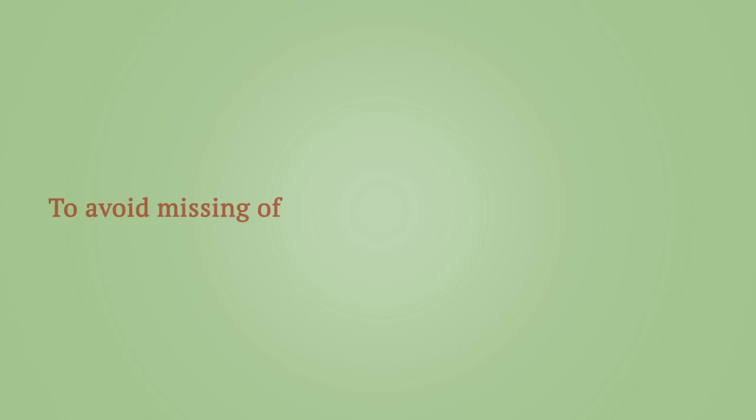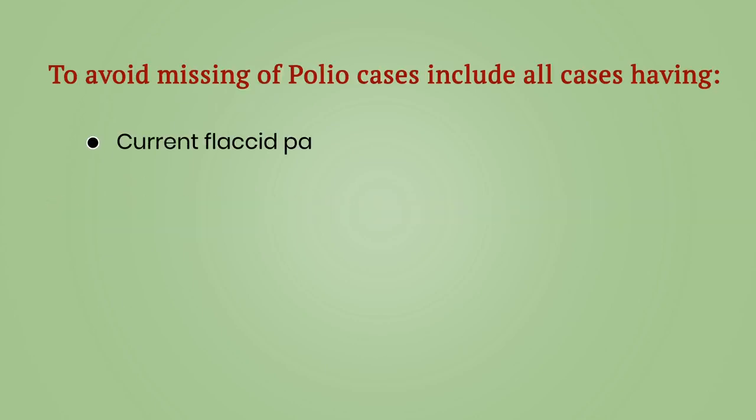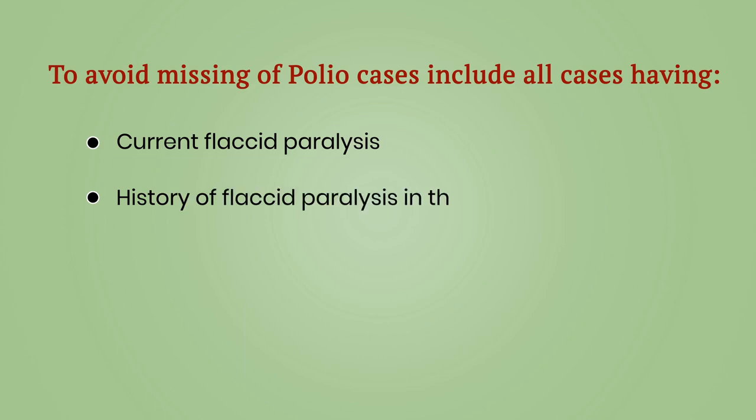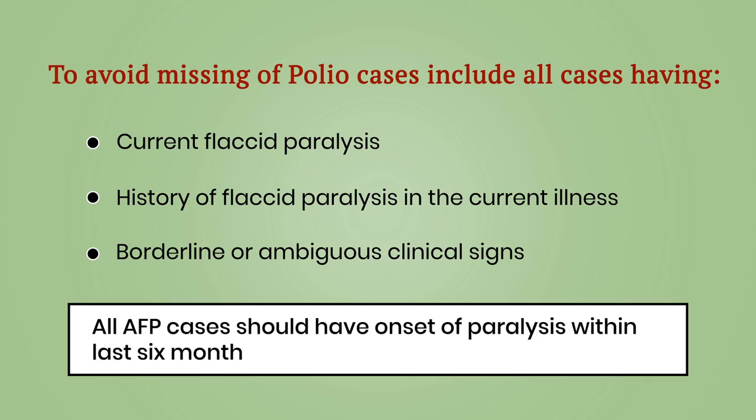To avoid missing polio cases, include all cases having current flaccid paralysis, history of flaccid paralysis in the current illness, and borderline or ambiguous clinical signs. All AFP cases should have onset of paralysis within the last 6 months from the date of notification.